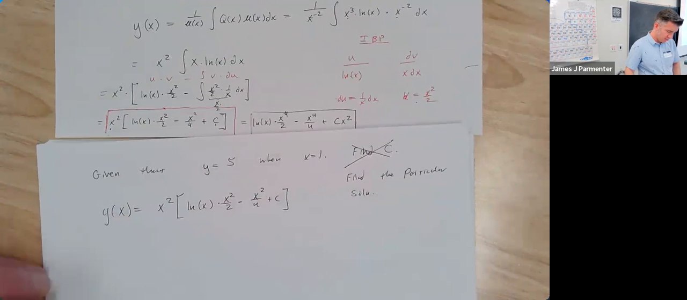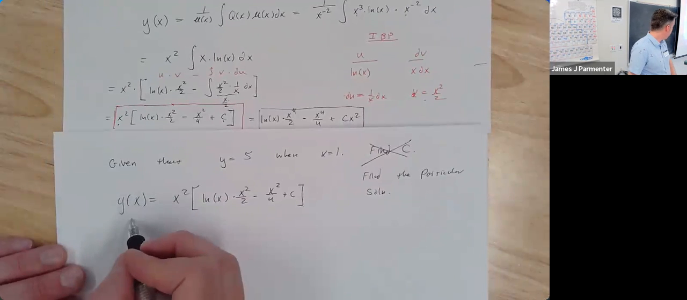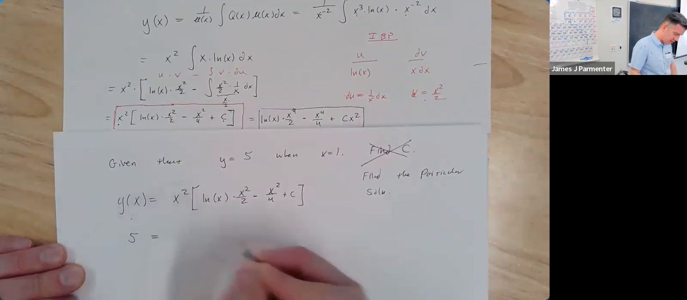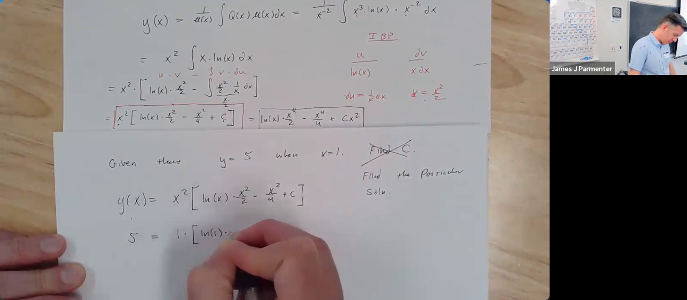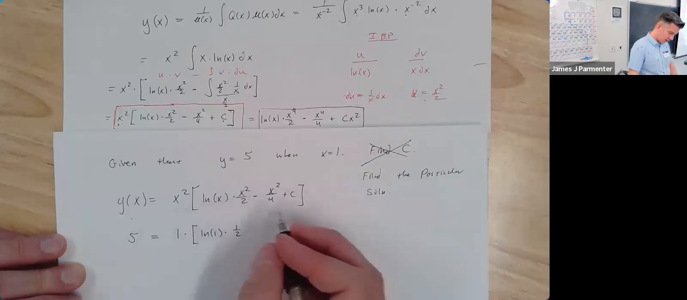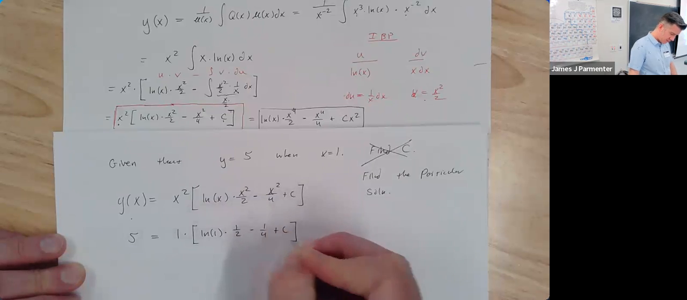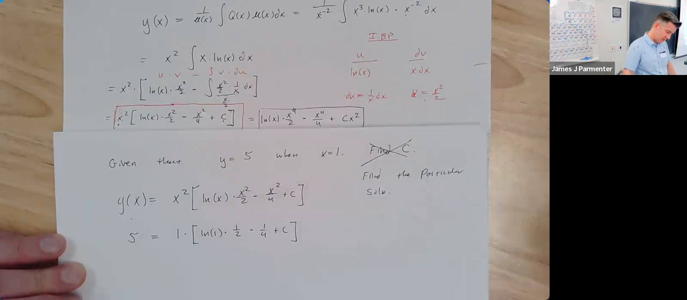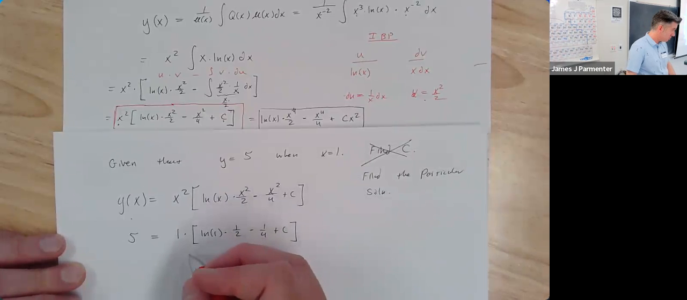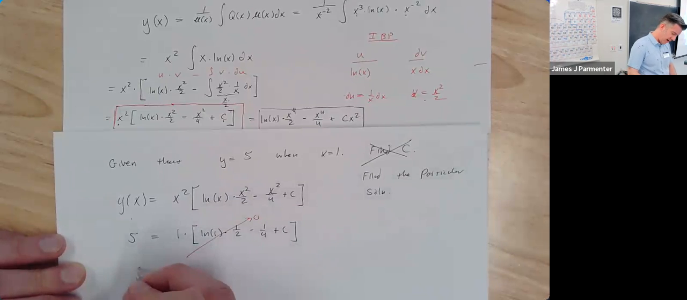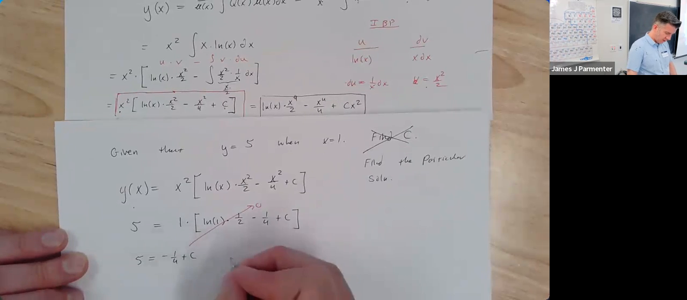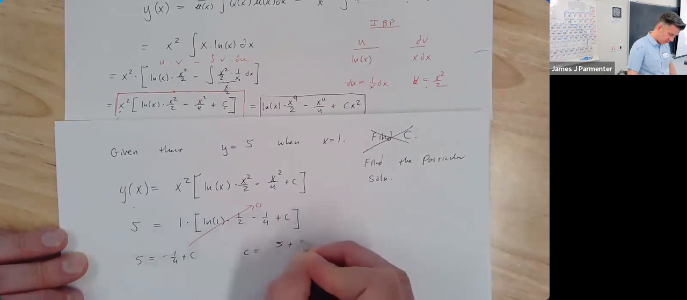And now we're just going to plug in. Y is 5, so I'm going to plug in a 5 over here, and x is 1. Take 1 times the quantity, natural log of 1 times 1/2 minus 1/4 plus c. What's natural log of 1? Yeah. So really, all we have is that 5 is equal to negative 1/4 plus c. Or if you add 1/4, c is equal to 5 plus 1/4.